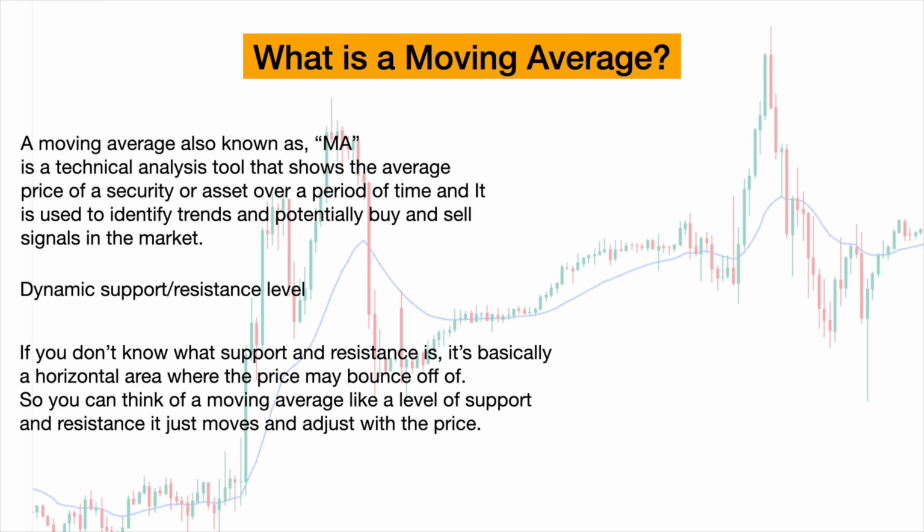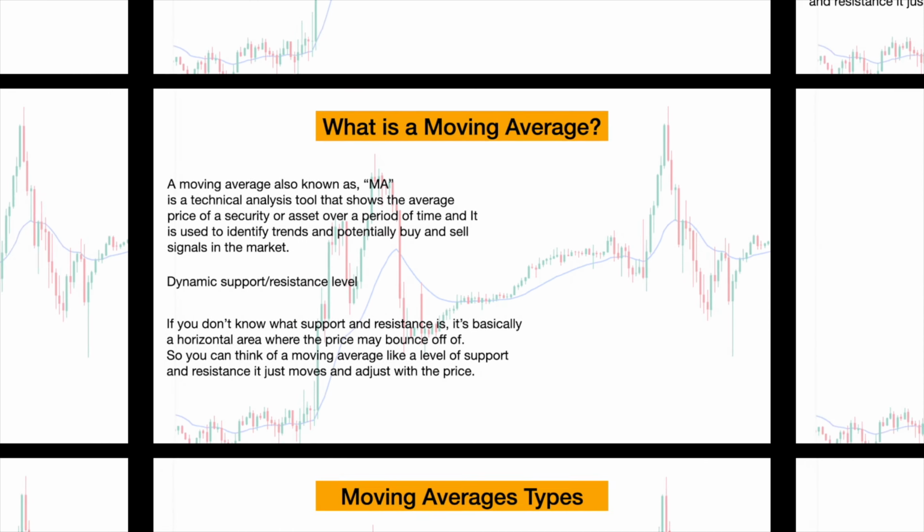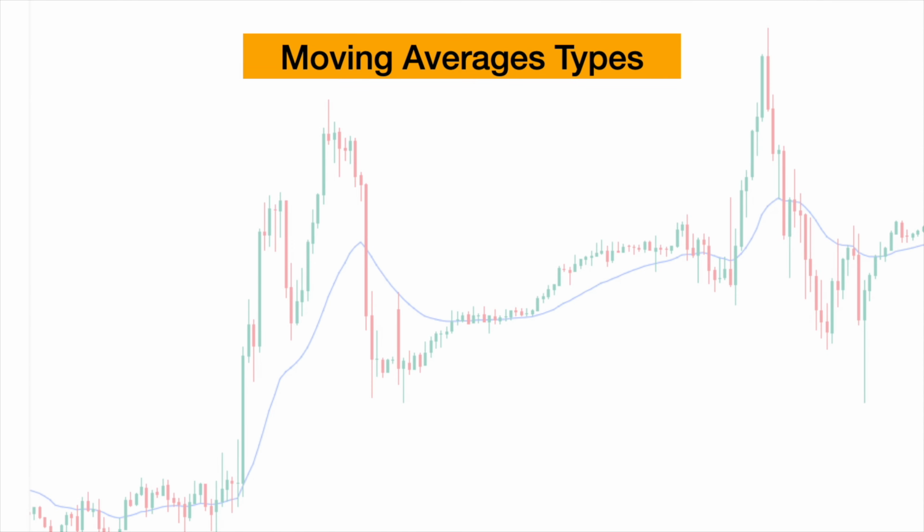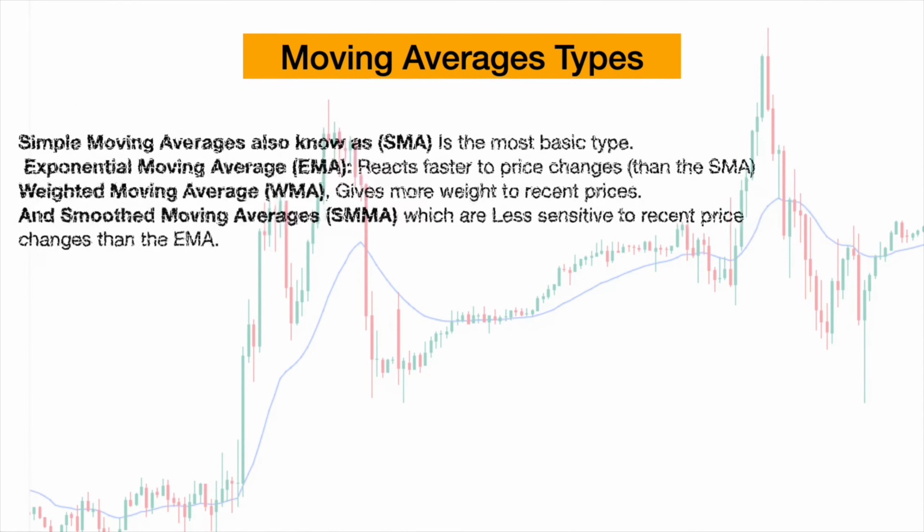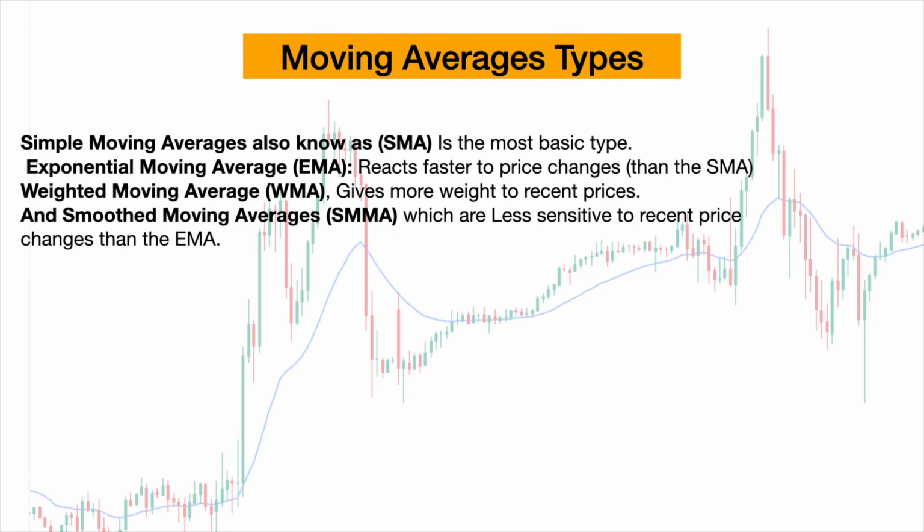So you can think of a moving average like a level of support and resistance that just moves up and down with the price. Part 2, moving average types. There are a few different types of moving averages. You have the SMA, you have the EMA, you have the WMA, and the SMMA.